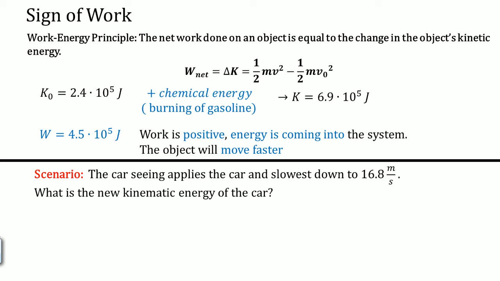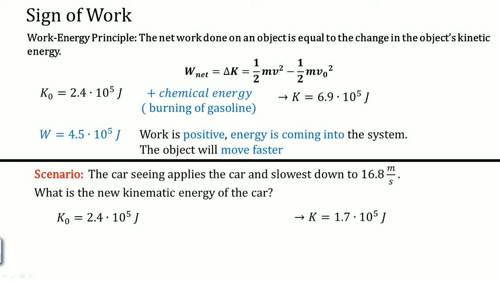What about if we look at the opposite side of things? The car now applies a brake and slows down to 6.8 meters per second. What is the new kinetic energy? Well, if you do the math, you get 1.7 times 10 to the 5th. That is the new kinetic energy. We saw that it's actually lower now. Originally, it was 2.4 times 10 to the 5th. Now it is less at 1.7 times 10 to the 5th.